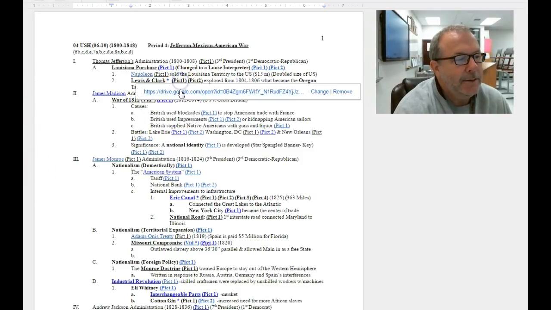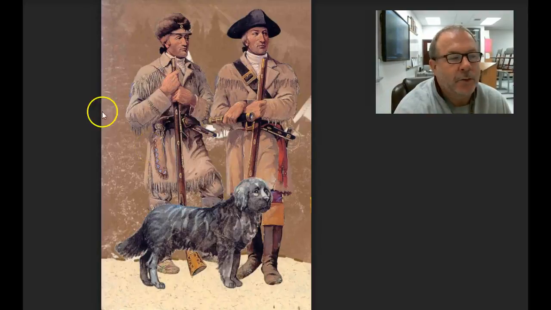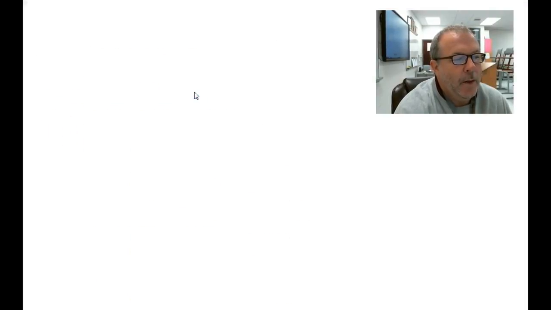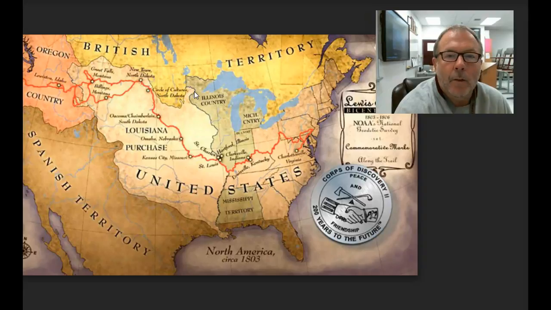Thomas Jefferson, as president, sends two military people, Lewis and Clark, to explore the Louisiana Territory. On their journey, not only do they fill in journals in which they talk about the natives that they run into and the land that they discover, but also the wildlife along the way.